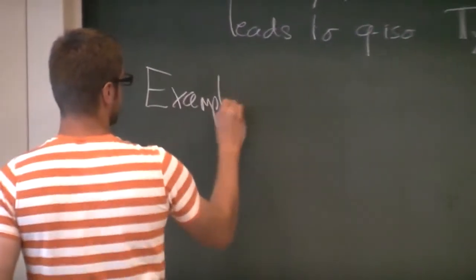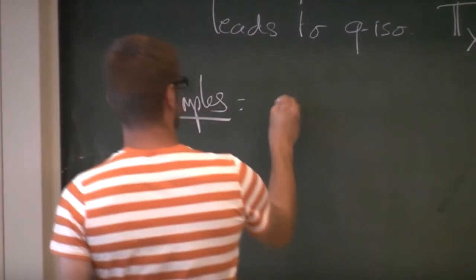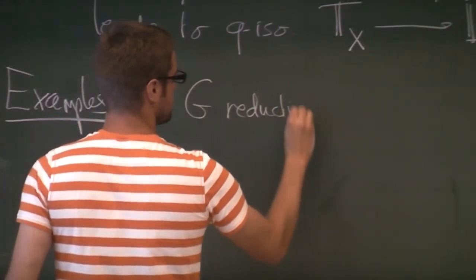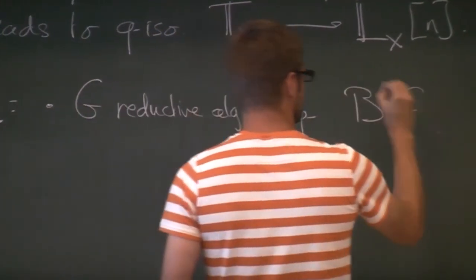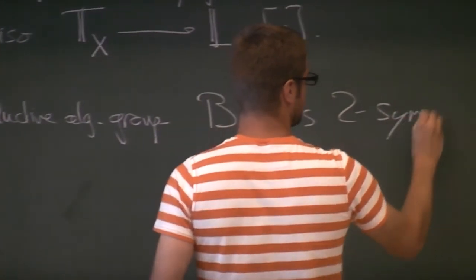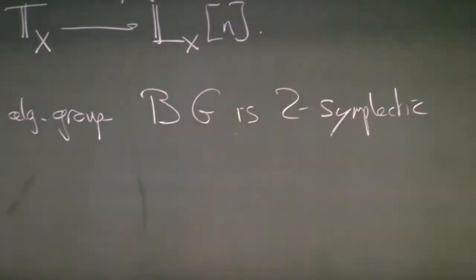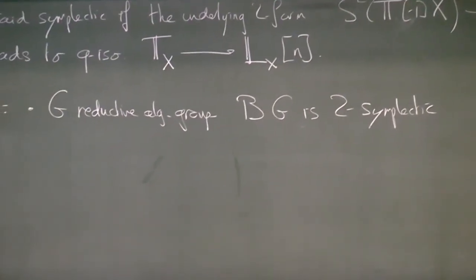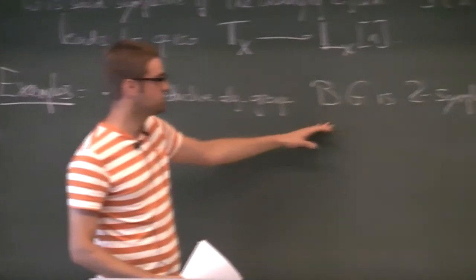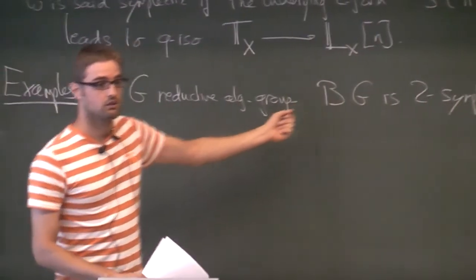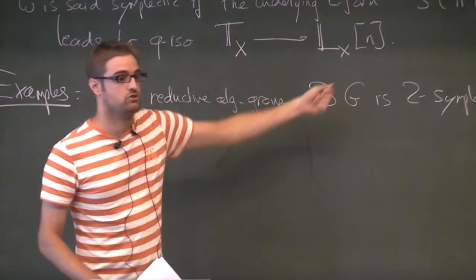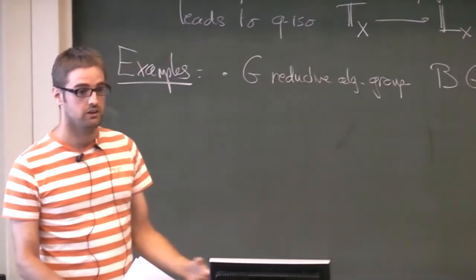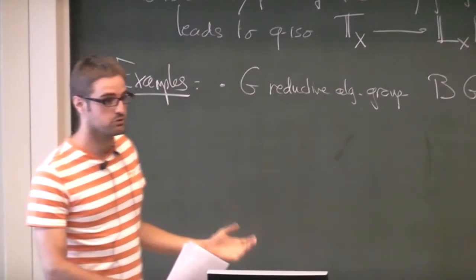Okay, so examples of such a thing are, first of all, if you take G a reductive algebraic group, then BG, the classifying space of G, is 2-symplectic. The reason for that is that the tangent bundle on BG, so sheaves on BG, or if you want, vector bundles on BG, are just representations of the group G. It's almost the definition of what BG is. Now the tangent bundle is just the adjoint representation, and on the adjoint representation you have a bilinear form, namely the Cartan-Killing form. And this will be your symplectic form.